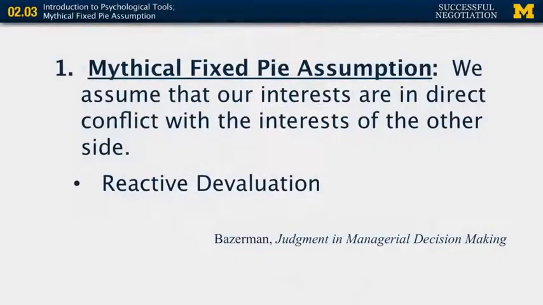So let's start with something called the mythical fixed pie assumption. This is an assumption you and I make during a negotiation. We automatically assume that our interests are in direct conflict with the interests of the other side. Let's try a quick experiment.